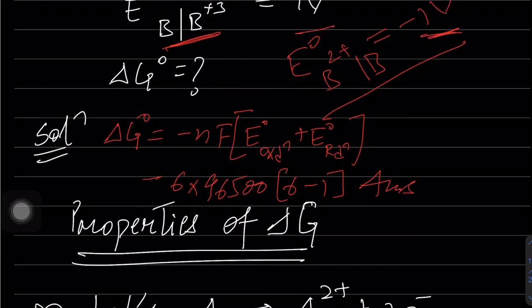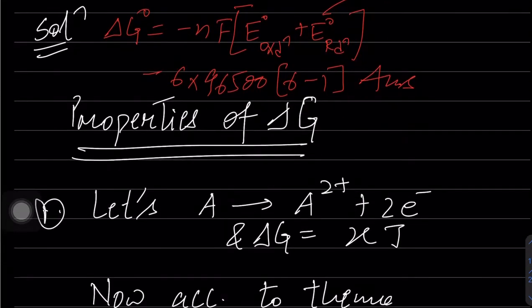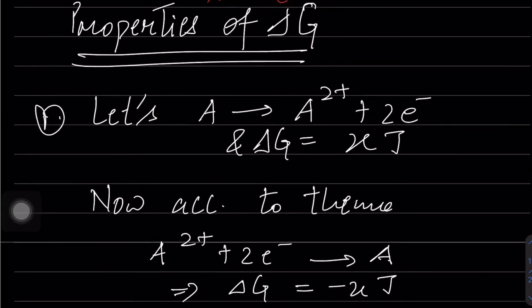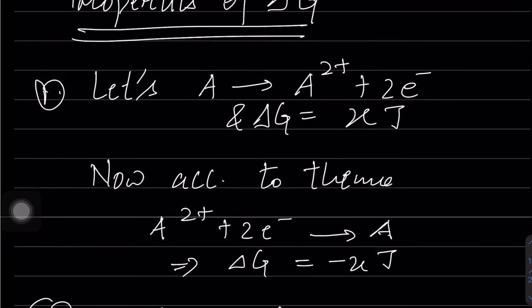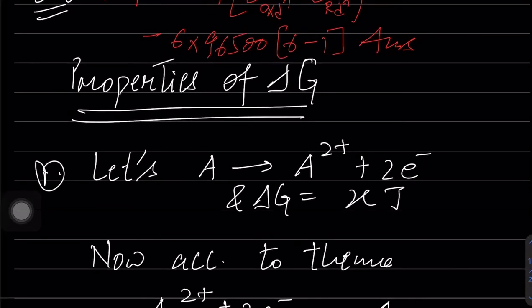Everybody understands that? So now properties of delta G. We will see the properties of delta G. So let us say there is an oxidation reaction. It is given, it is losing 2 electrons, and delta G for this reaction is x joules.